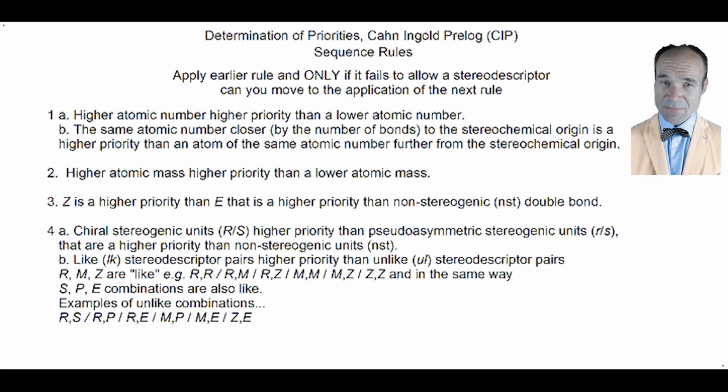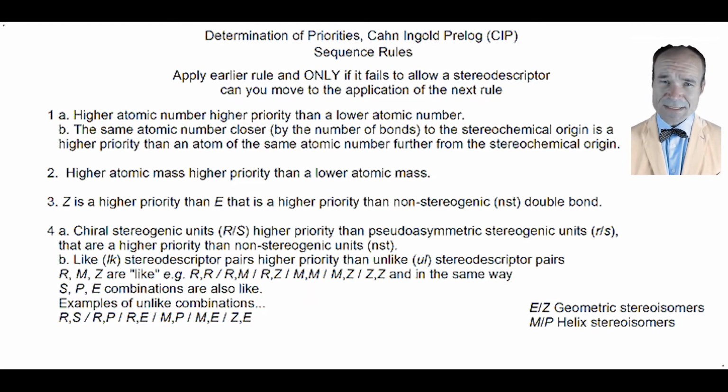Like stereo descriptor pairs, that would include RR, MM, ZZ, and so on, are a higher priority than unlike stereo descriptors such as RS, RP, RE, ME, ZE, where E and Z are stereo descriptors for geometric stereoisomers, and M and P are stereo descriptors of helical stereoisomers.